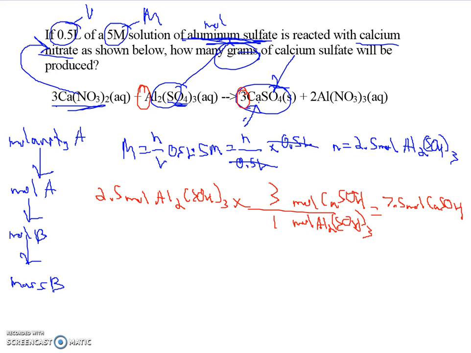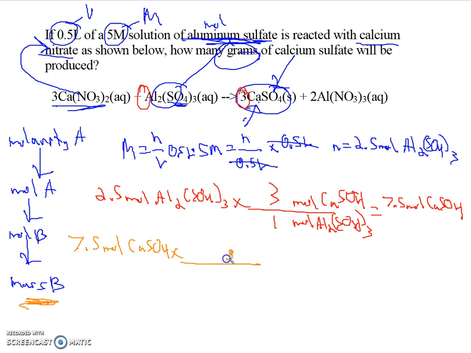I'll switch colors again. How about orange? Alright, you know my school colors were orange and blue. Gross, right? Alright, why'd I write a 2? That's not a 2. I want to write 7.5 moles of calcium sulfate.